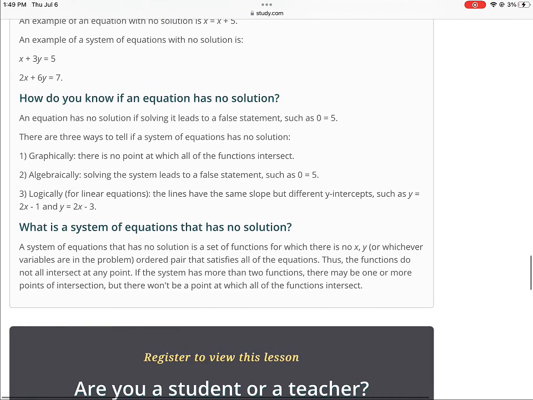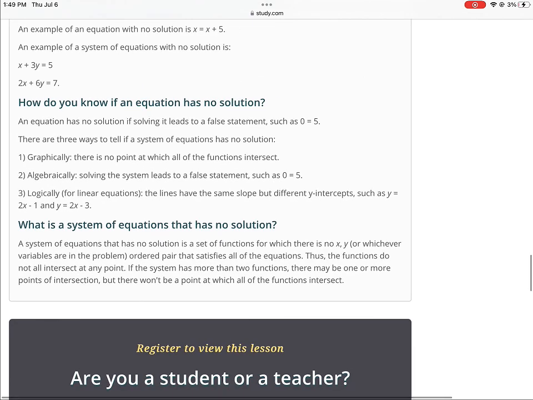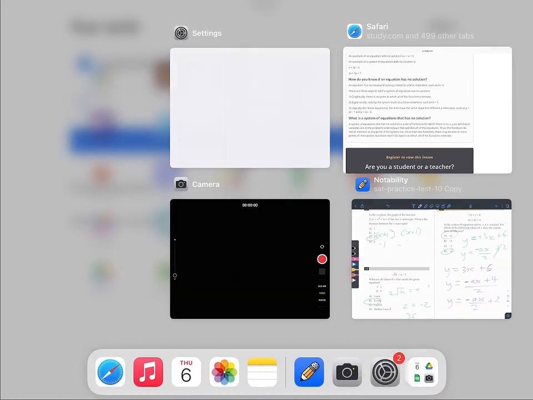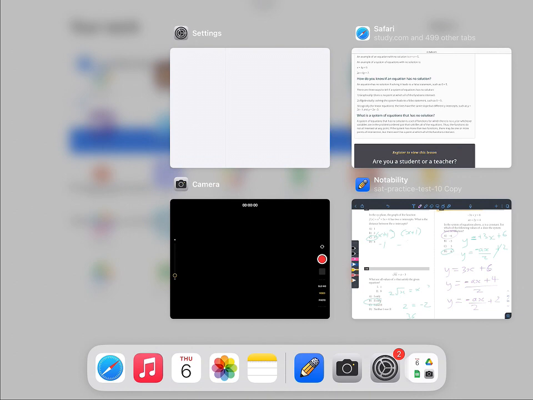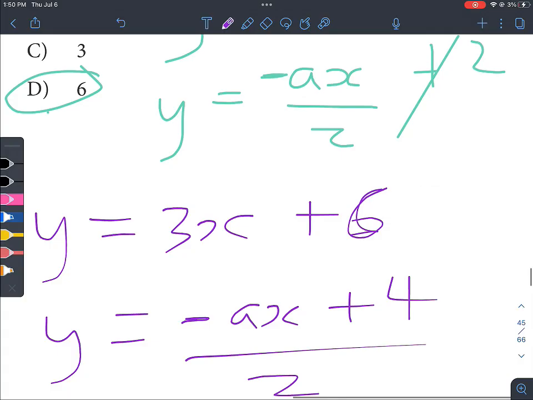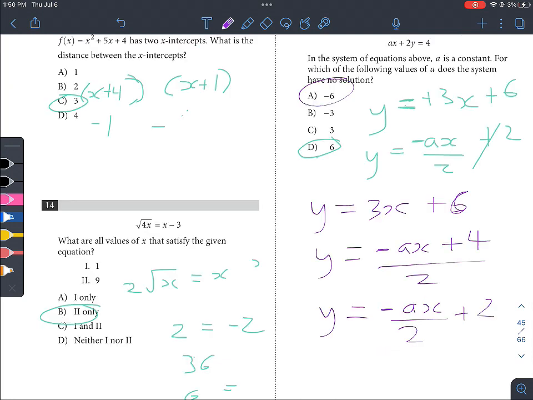Oh, okay, I see where I messed up. So we want the thing to have the same slope but different y-intercepts, so then they'll be parallel. Okay, so let's get back to that. So I'm not gonna say negative 6, because what we really want is it to be 6. Yeah, we want it to be.